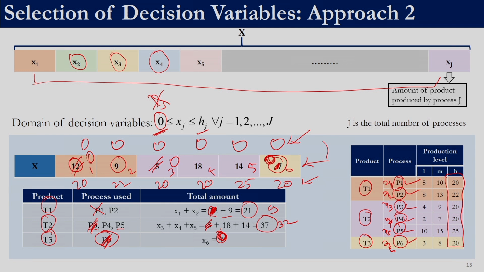So, here in the second approach we are saying that it is sufficient if the algorithm tells us how much is to be produced from each process. The algorithm does not need to explicitly decide whether we are producing a particular product or not, and it does not explicitly need to decide whether we are using a particular process or not. That information can be derived by knowing how much we are producing from each process.